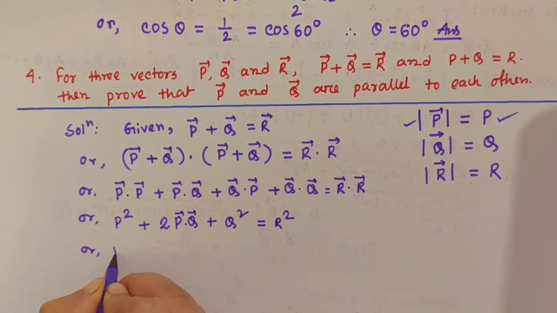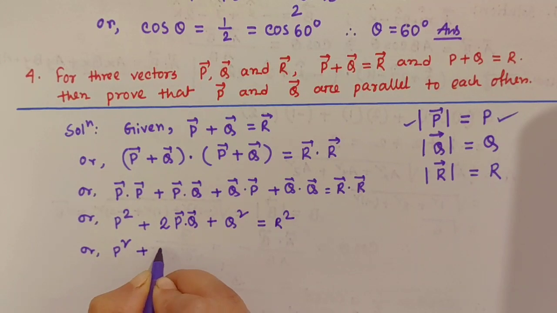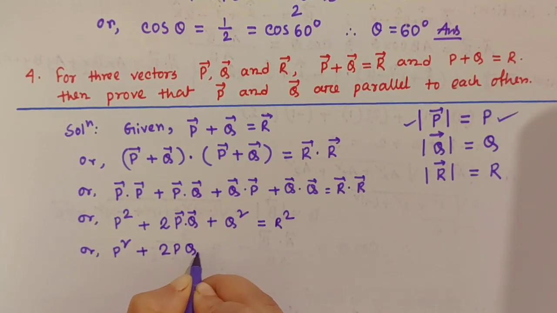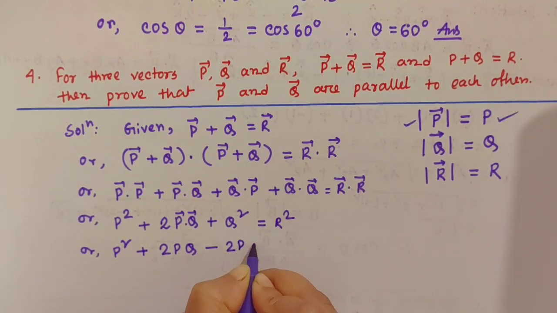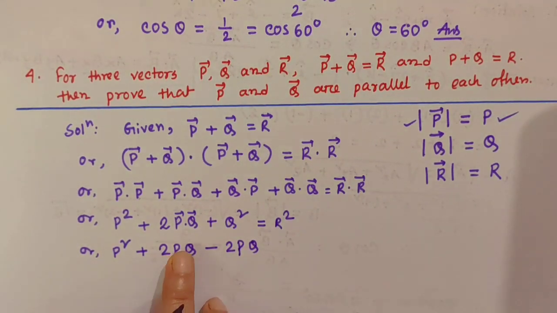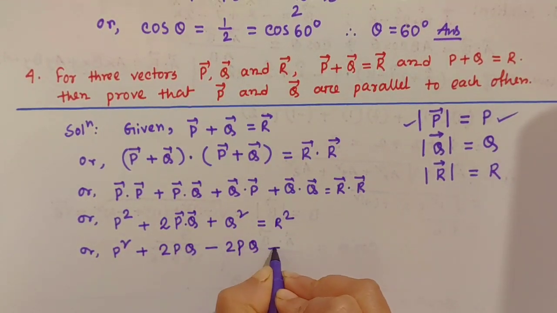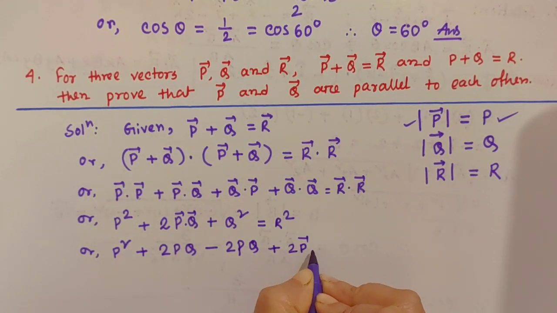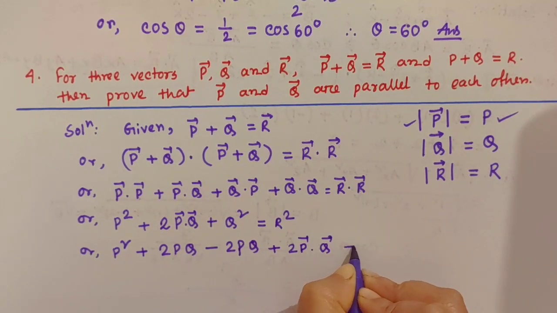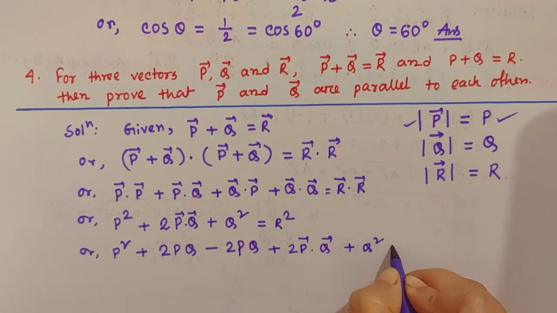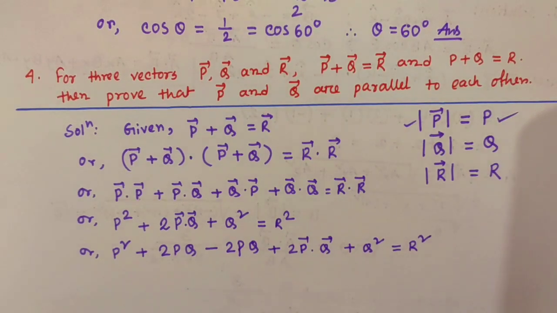In the next line, if we write P square plus 2PQ minus 2PQ, basically we are done here, one plus 2PQ and one minus 2PQ, so this is extra that we write. Then this plus 2 P vector Q vector plus Q square is equal to R square.